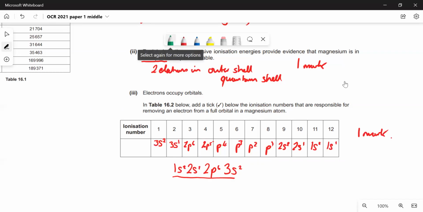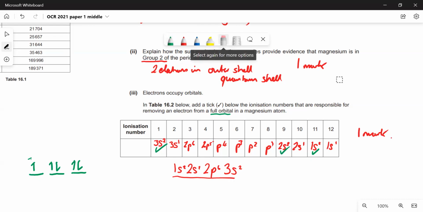So, right, ionization numbers that are responsible for removing an electron from a full orbital. Okay, so it's obviously going to be that one because that's full. 3s is full there, 2s is full there, and 1s is full there. Now we have to be careful here with the p orbitals because of course there are 3 p orbitals. I'll draw them like that. So when we've got 6 electrons, so 2p6, we're removing it from a full orbital. We're removing it, say, from there. That's going to go. So that one will also be going from a full shell.